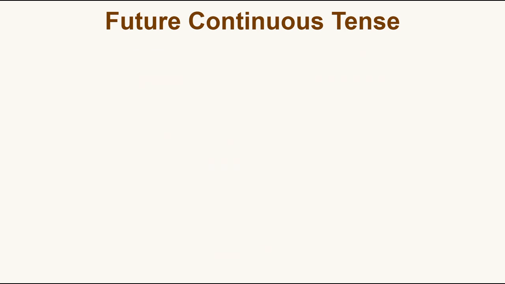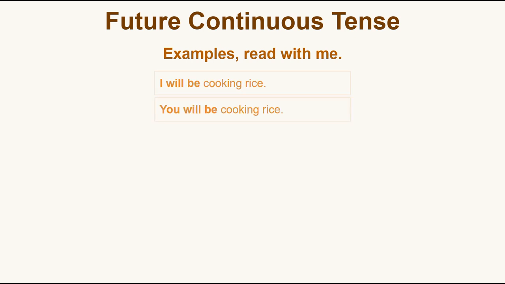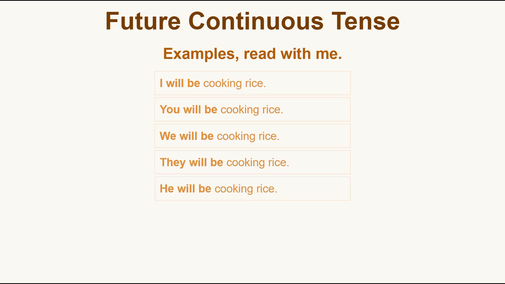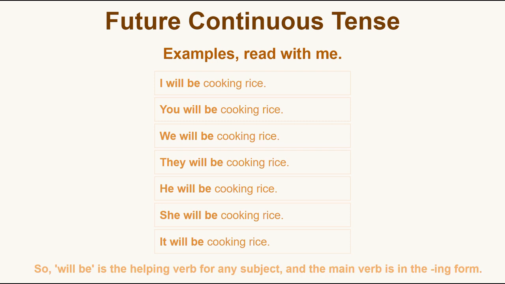Future continuous tense. Examples: I will be cooking rice. You will be cooking rice. We will be cooking rice. They will be cooking rice. He will be cooking rice. She will be cooking rice. It will be cooking rice. So, will be is the helping verb for any subject and the main verb is in the ing form.